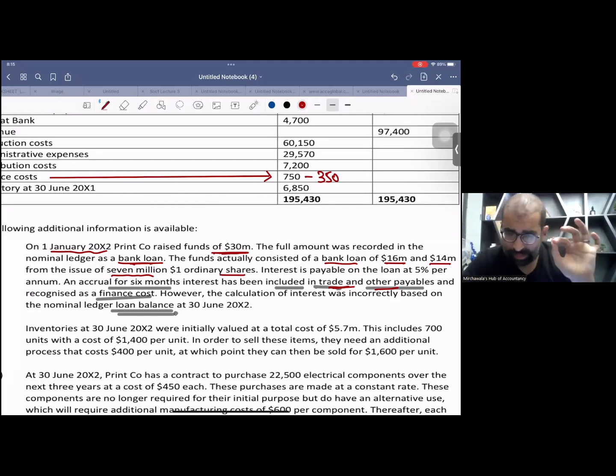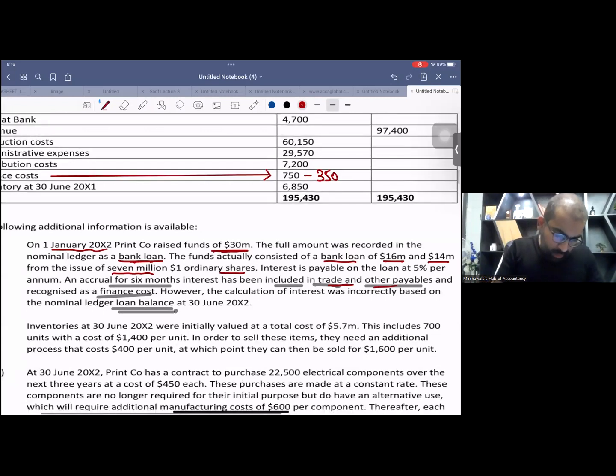Now the next adjustment is honestly an F3 level adjustment, IS2 inventory. You should know inventory should be recorded at the lower of cost or NRV. Remember? Now let's attack. Read it.